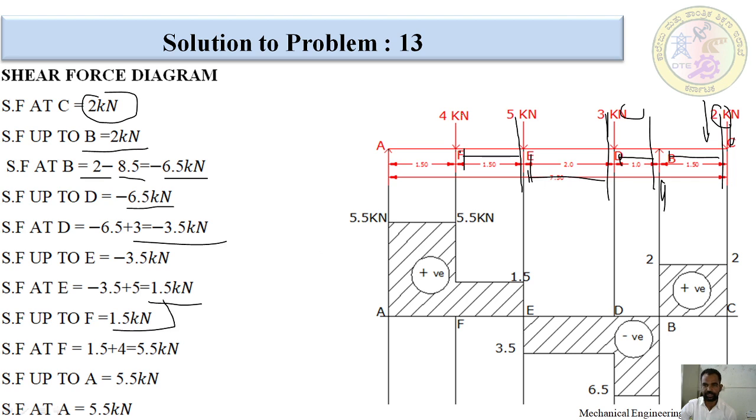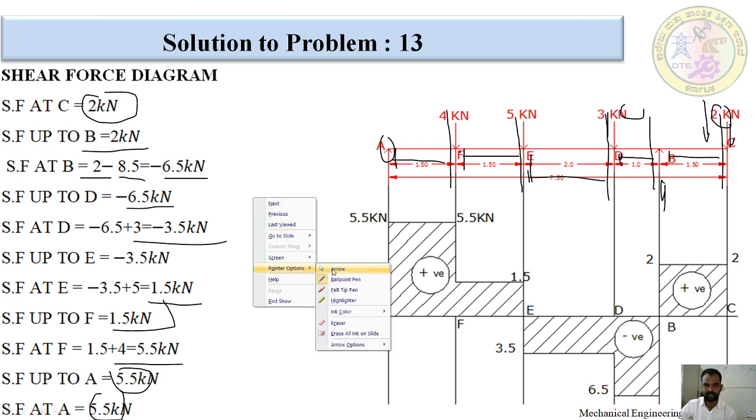After that I am going to section over here. This value is 1.5 plus 4 is equal to 5.5 kilonewton. Up to here also same value, 5.5. At A also same value. For that reason up to here also same, and up to B point also 5.5. This is the complete problem of shear force calculation.